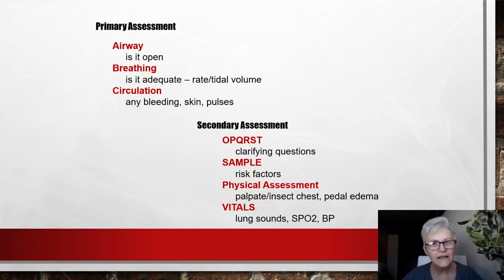L then is last oral intake, which if they're having chest pain, may not be one of the more important questions you're going to ask, but it certainly will be for the surgeons when they get to the hospital. If they're going to go into the cath lab for a stent, they're going to need to know that. And then E is the events leading up to. What were you doing? That sort of falls into that onset of the OPQRST.